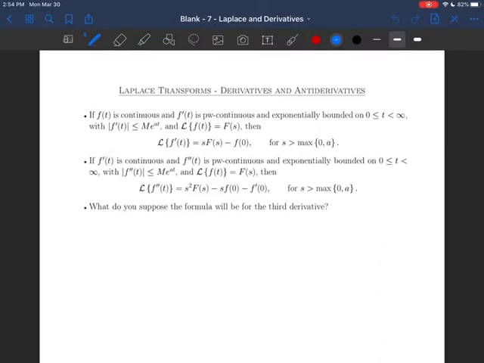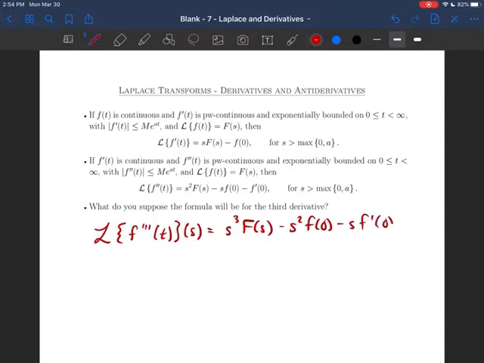So you can probably see at this point where things are going and conjecture what the formula might be for the third derivative, assuming all of the appropriate conditions are met, so that the third derivative is piecewise continuous and exponentially bounded, so that it has a Laplace transform. Then what will that be equal to? Well, it'll be equal to s cubed F of s minus s squared f of 0 minus s f prime of 0 minus f double prime of 0. And that shouldn't be too surprising. That fits this pattern that we've been seeing. So all of that goes together pretty well.